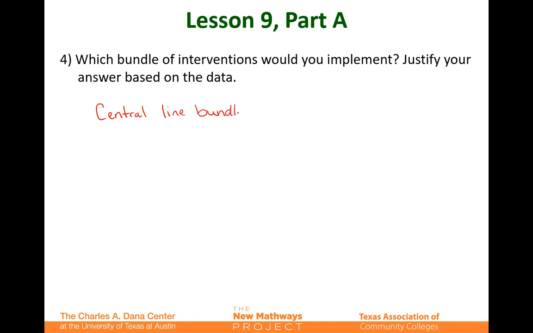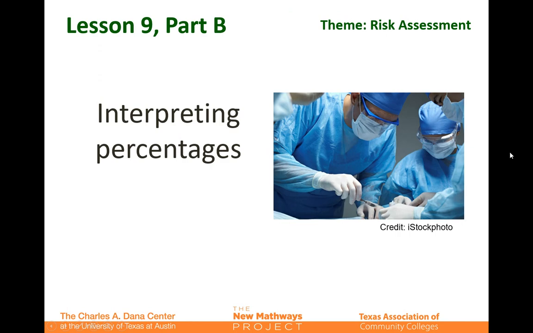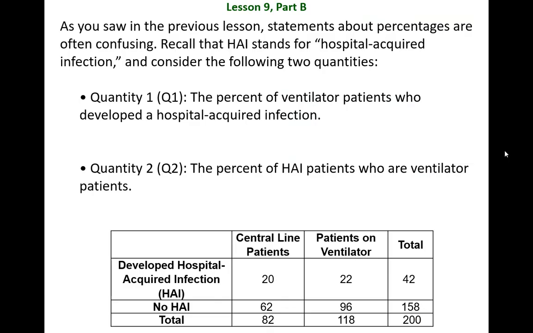And I really made that choice off the raw data. It helps more people. 22 compared to 20. So I didn't use a percentage to make my decision because I thought ultimately which is going to have a greater effect on the number of lives. Okay, that's just moving into part B. It's more of the same.